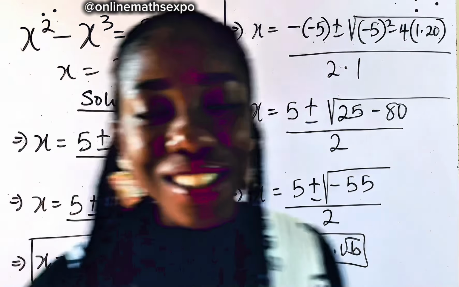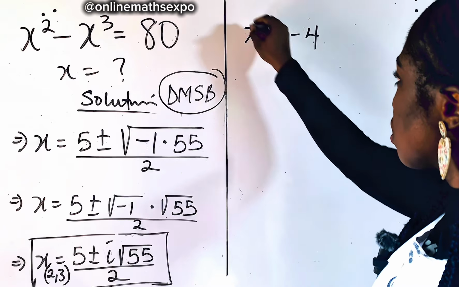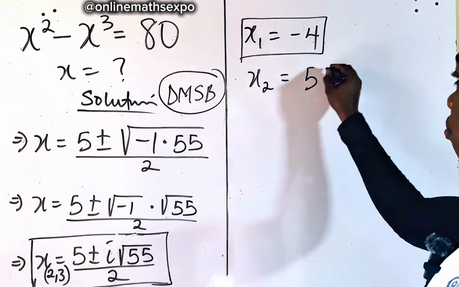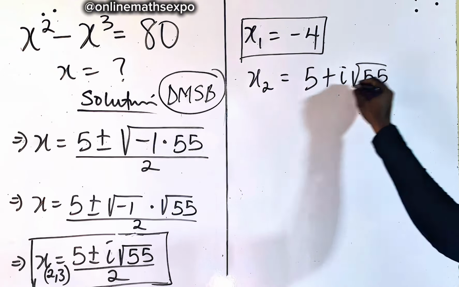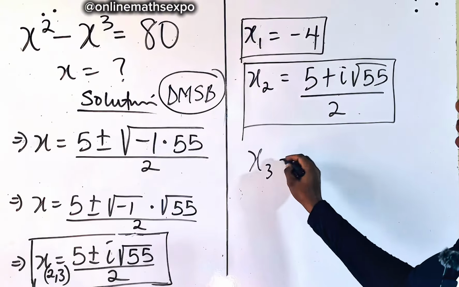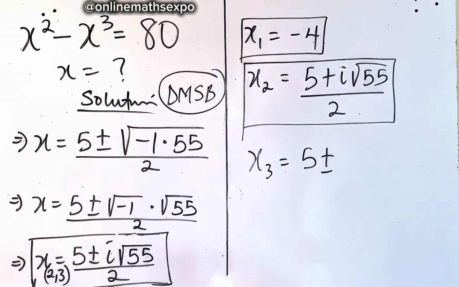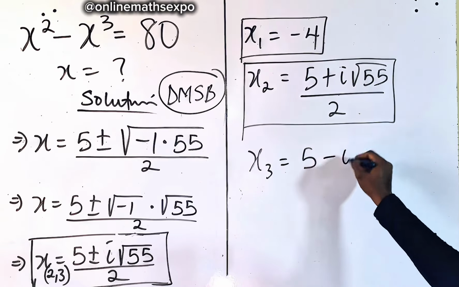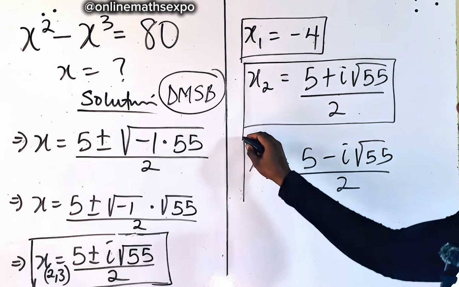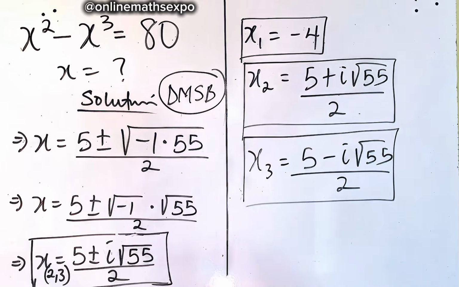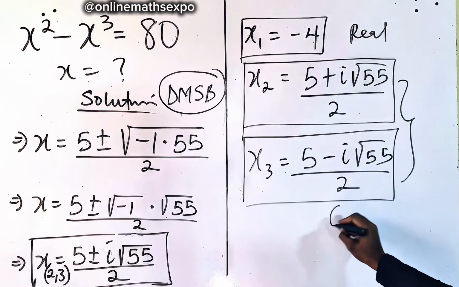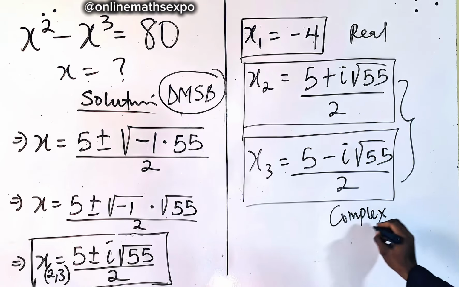So let's bring them together. We now have it that the first x value is negative 4. The second x value is 5 plus i root 55 divided by 2. And then finally, the third x value is 5 minus i root 55 divided by 2. So these are the three values of x. This is the real solution, and these two are the complex solutions.